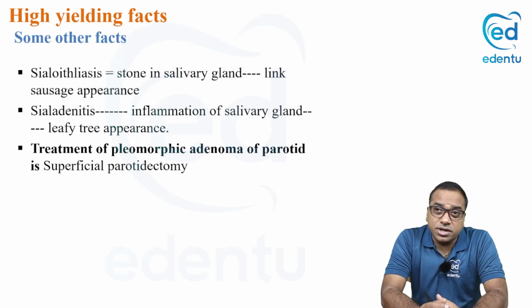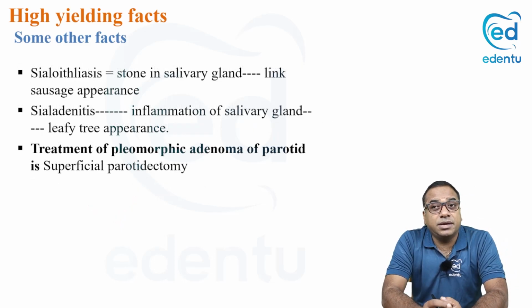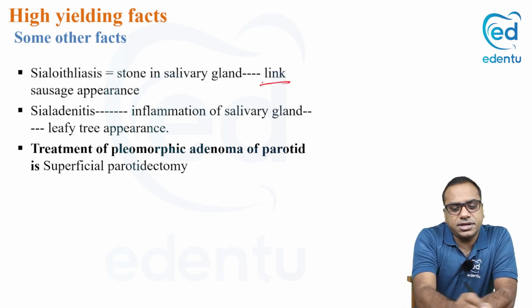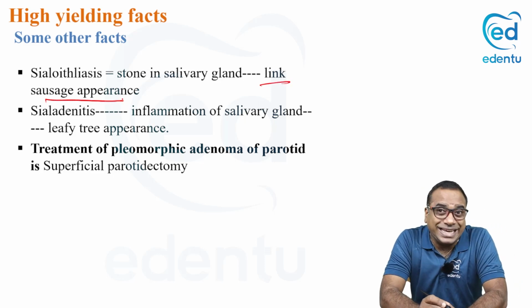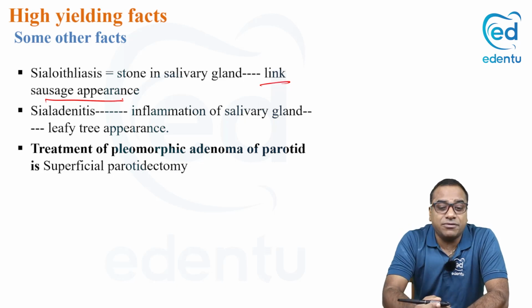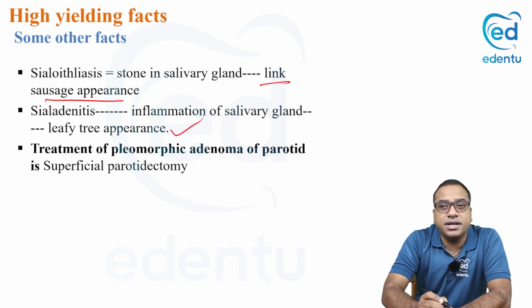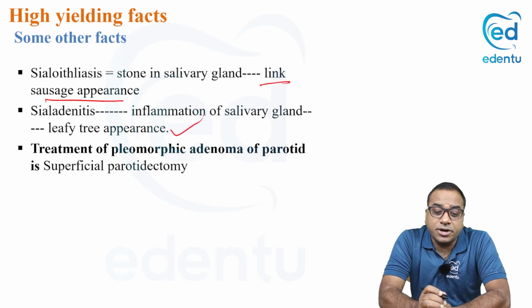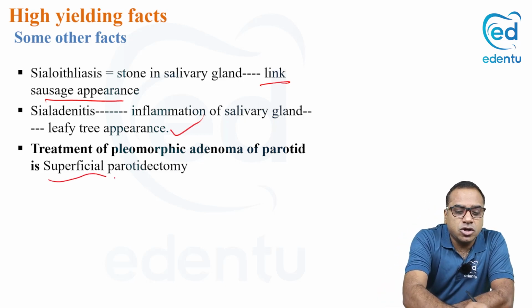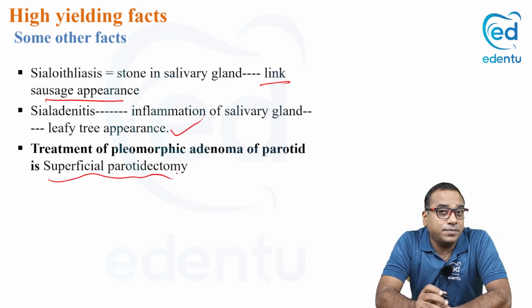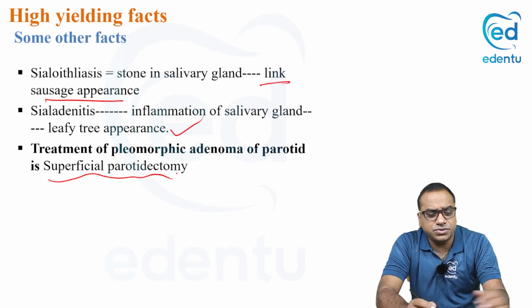Sialolithiasis is stone in the salivary gland and the appearance will be link sausage appearance. Sialadenitis is inflammation of the salivary gland, leafy tree appearance will be there. And treatment of pleomorphic adenoma is superficial parotidectomy. So this is a very common question, which you know already.